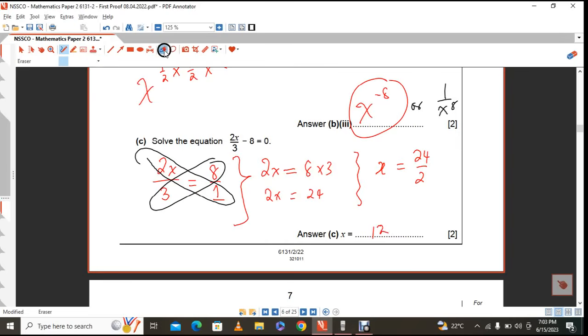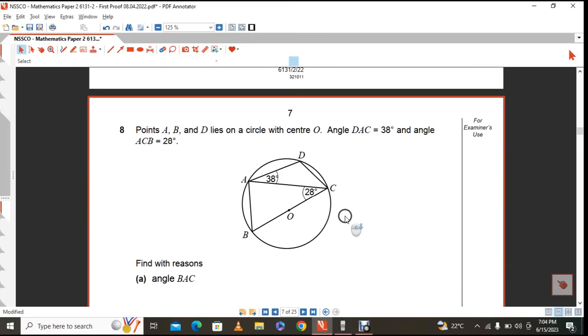Just make sure that our 12 is written nicely. Again, many ways you could do this question as long as you get to the answer. Straightforward. You can go ahead and test it if you are unsure. 2 times 12 is 24. 24 divided by 3 is 8. 8 minus 8 gives you 0.